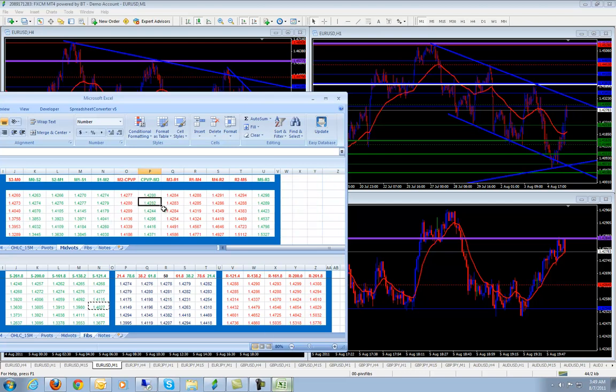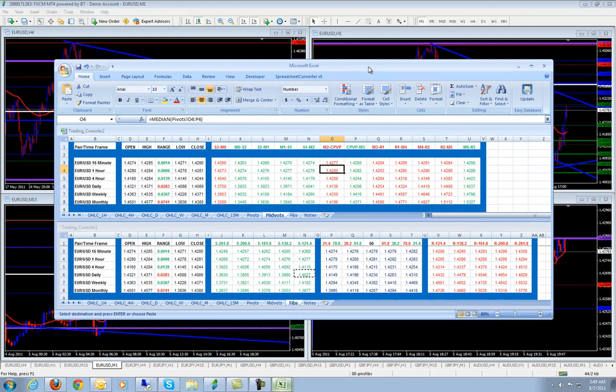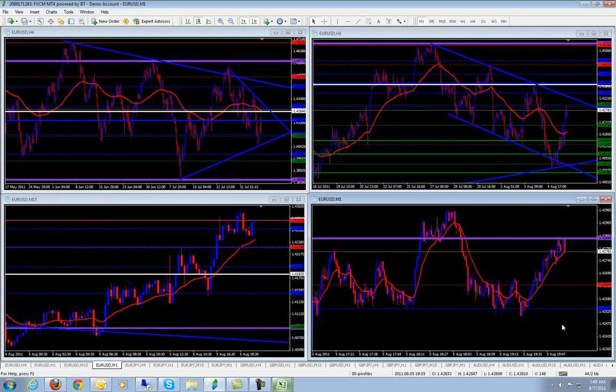Like, for example, the midvid here is 42.82. Here it's 42.80. So we'll just say 42.81 is kind of an important area to look at. Here it's 42.77, 42.80 here, so 42.78, 42.79 is an area that I would be watching. So I just sort of keep this around a little bit, but I'm just glancing at it. I'm really just concentrating on these 4 charts at this point.